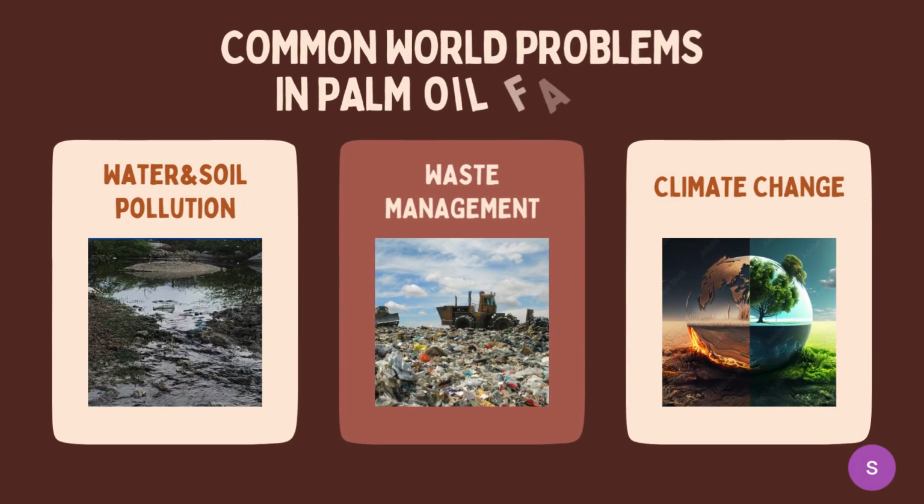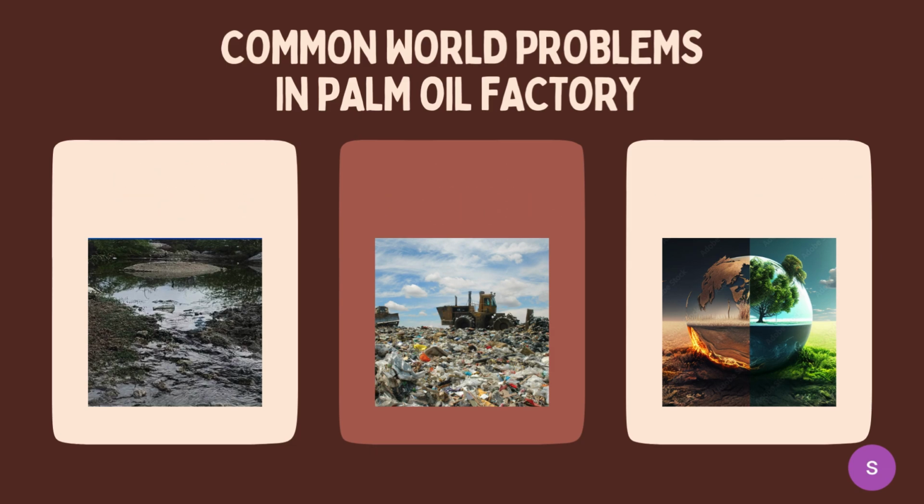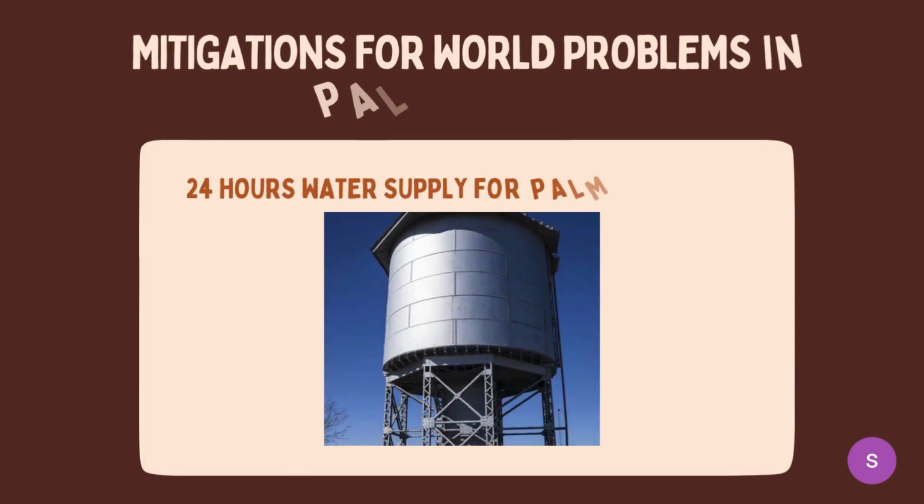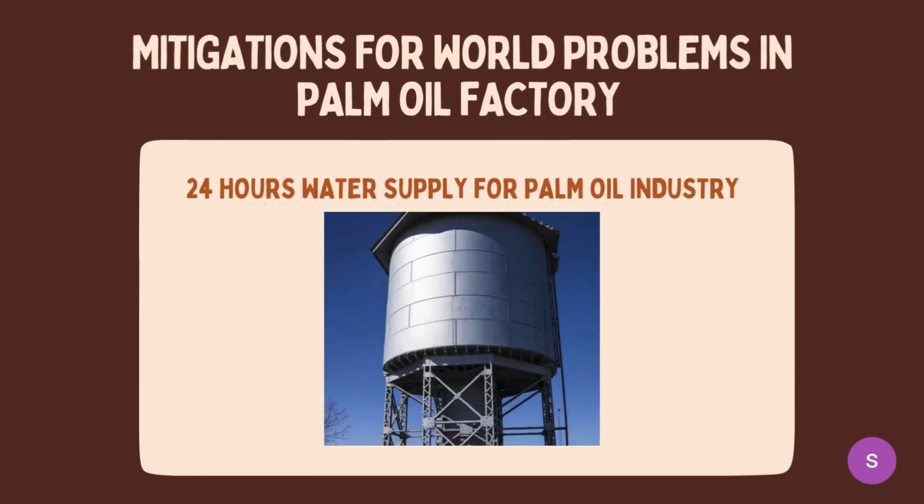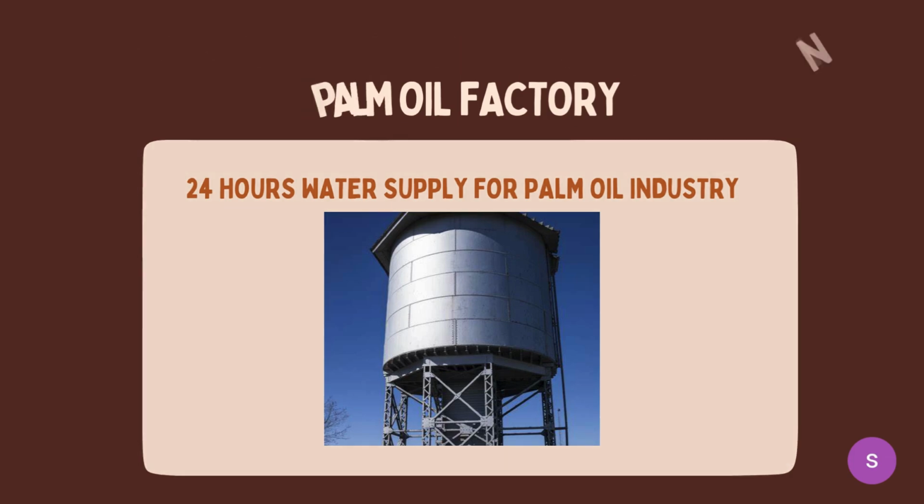There are many types of common work problems in palm oil factories, such as water and soil pollution, waste management, and climate change. These problems happen because of improper management from palm oil factories, and they can harm the environment. So to avoid these problems from happening, we apply a 24 hours water supply for the palm oil industry.